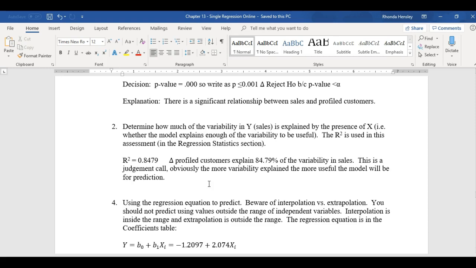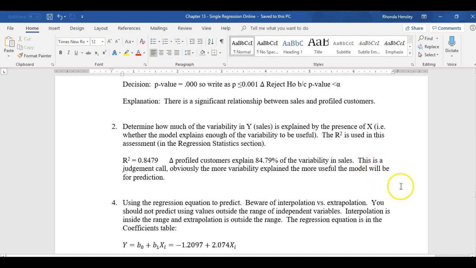Obviously, the more variability that is explained, the more useful the model is going to be for prediction. So you want a high number. I think this number is abnormally high compared to the kinds of R-squares that I have seen in the research that I have done over the years. Usually they're not that high in a single regression model. So my assessment of this would be the R-square is really pretty good.